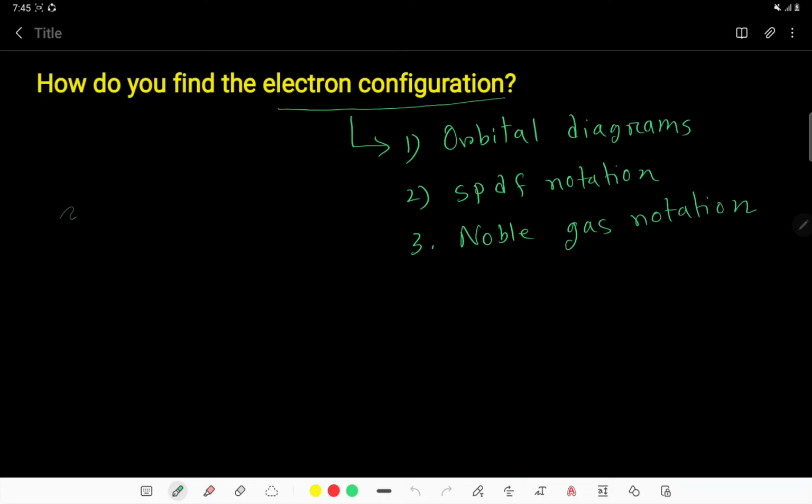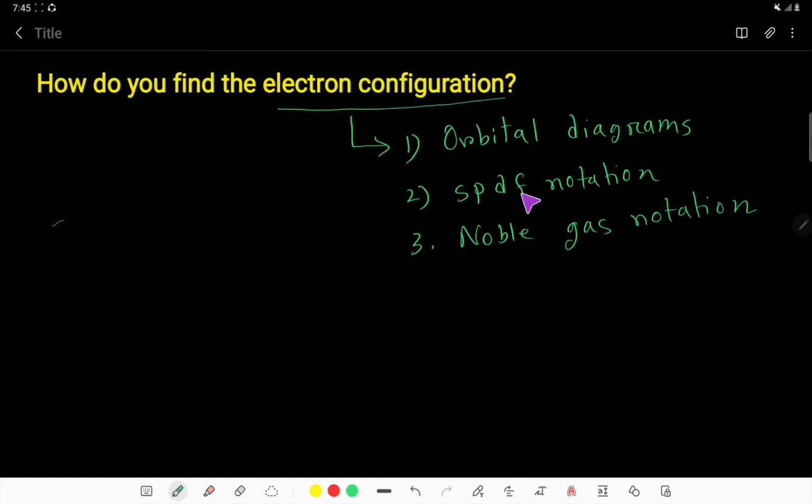In this video, we are going to answer this question: how do you find the electron configuration? Or we are going to learn how to calculate electron configuration. Actually, there are three ways to express electron configuration. The first way is orbital diagrams, the second way is spdf notation, and the third way is noble gas notation.